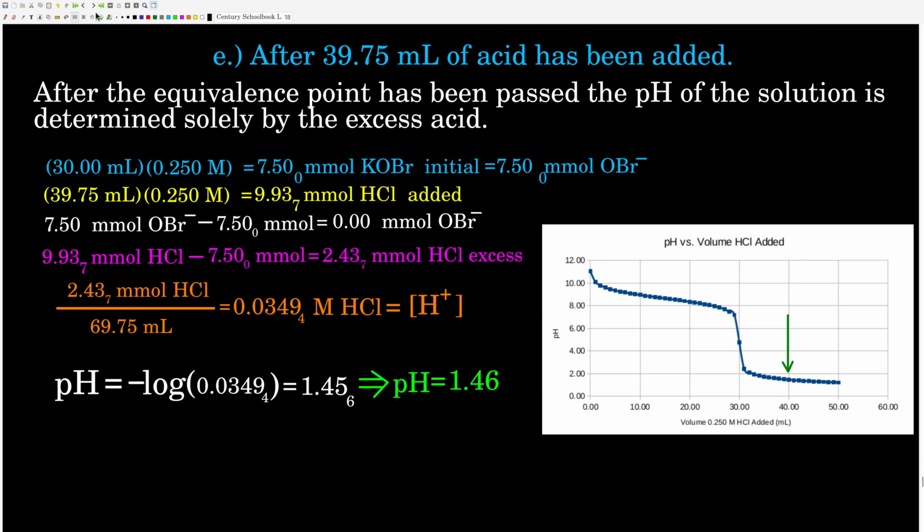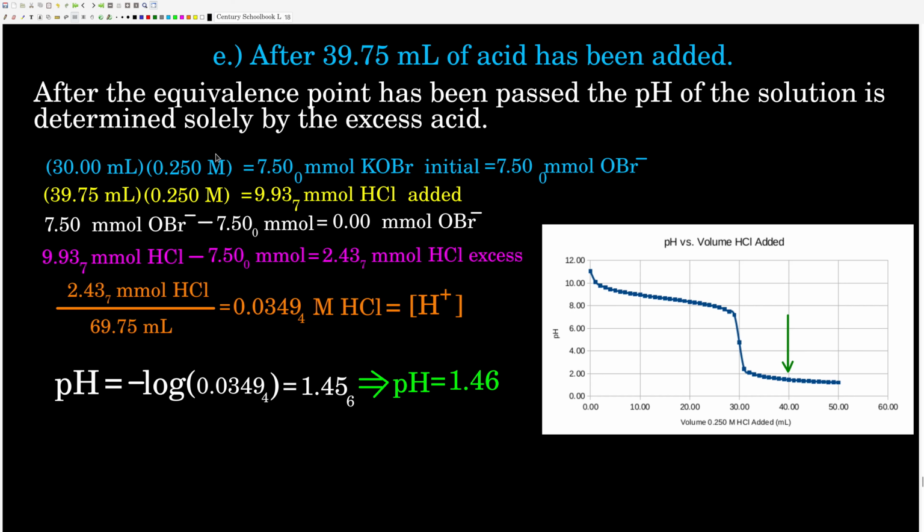So now let's go past the equivalence point. So let's say we've added 39.75 mils. So we're past the 30 mils to the equivalence point. So at this point, guys, the only thing in there that determines the pH of this solution is the excess, in this case, acid, right?